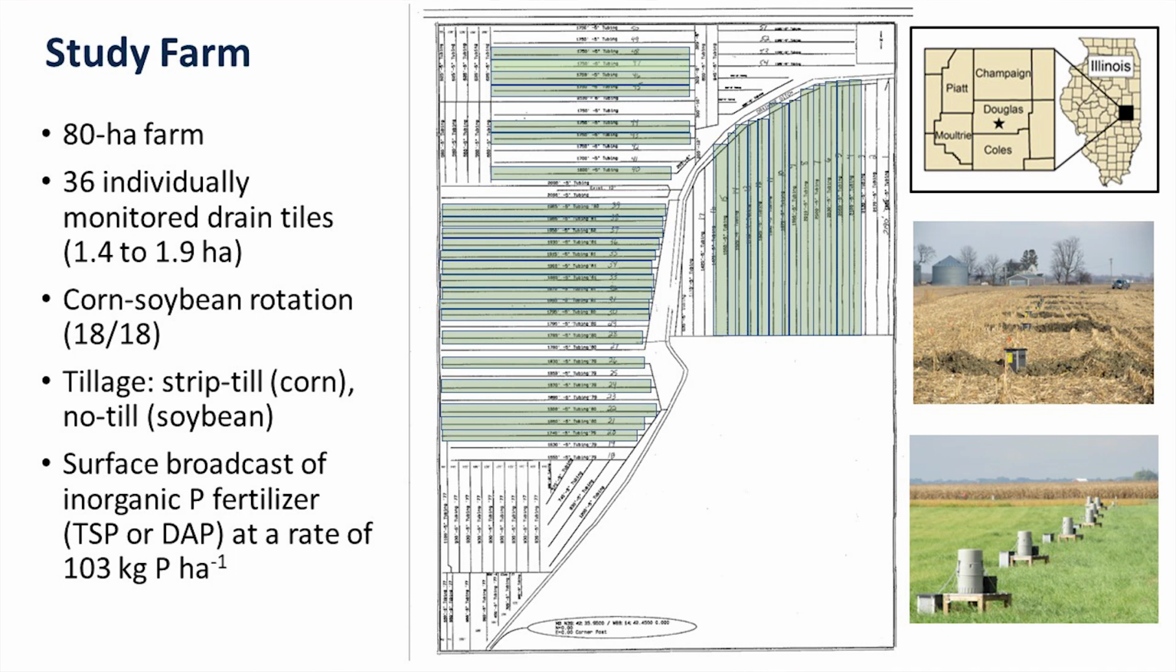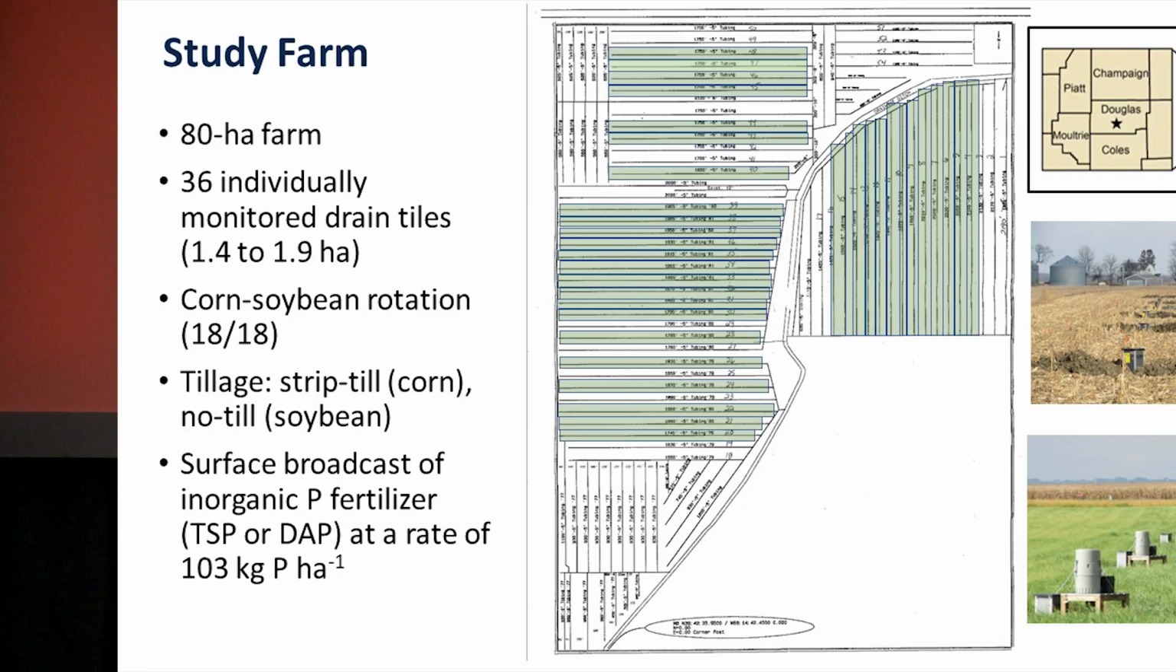As I mentioned, most of this work has been a result of research done on the Douglas County Farm. This is an 80-hectare, approximately 200-acre farm in Douglas County, located in the Embarras River watershed in east central Illinois. This farm, as Lowell pointed out, is embedded within the glacial Lake Douglas, which created this extremely flat landscape and very poorly drained soils. It's about a 2% slope, and the soils here are classified as Milford silty clay loam.